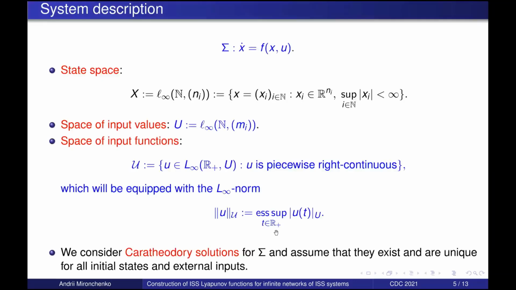To fully describe the system, we define the state space as an L-infinity sum of the state spaces of subsystems. We define the space of input values also as an L-infinity space, and the input functions will be piecewise right continuous and such that the L-infinity norm is finite. We consider Carathéodory solutions for this infinite ODE system, and we assume that it is well posed.